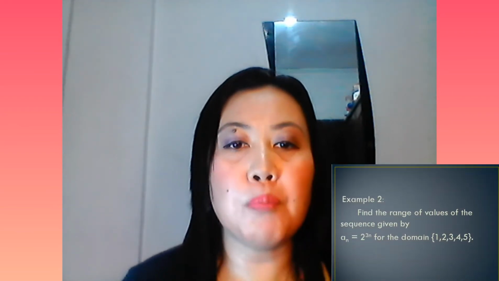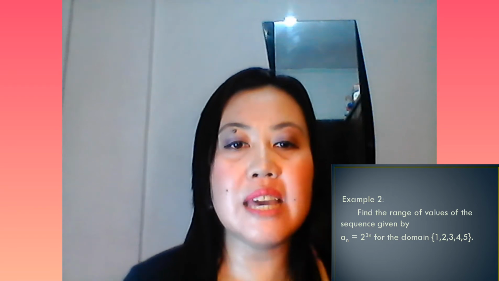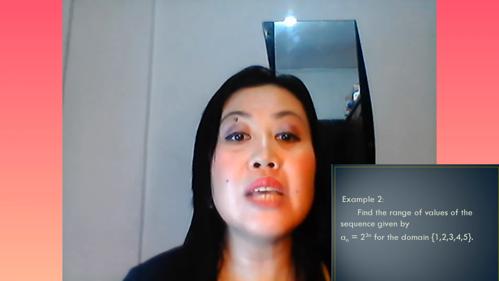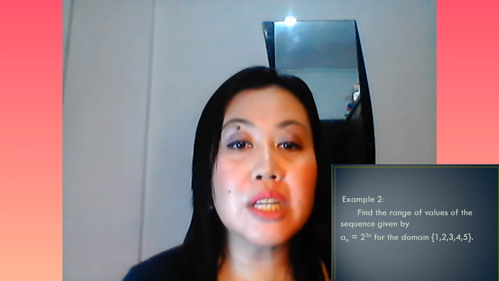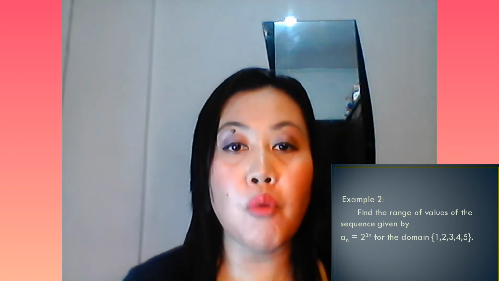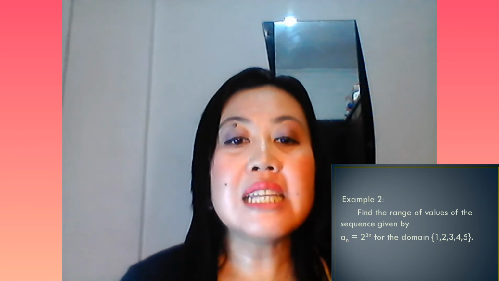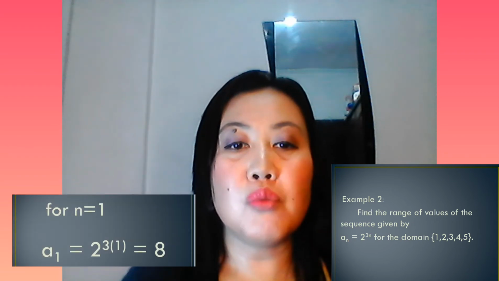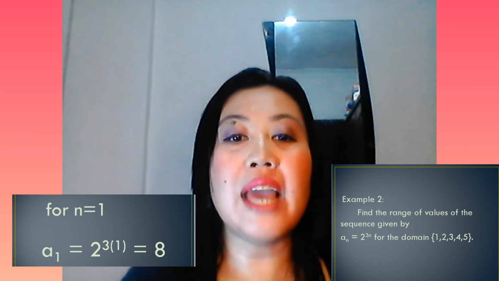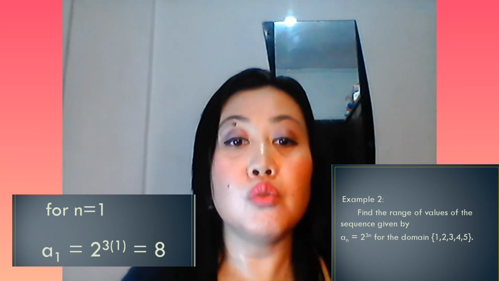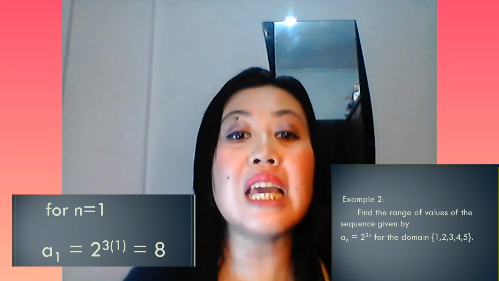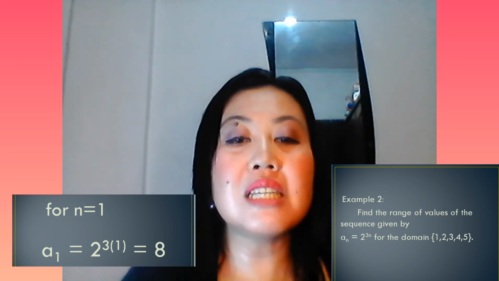Another example is, find the range of values of the sequence given by a sub n equals 2 raised to 3n for the domain 1, 2, 3, 4, 5. To solve this problem, let's assign the value of n, which is equal to 1. So a sub 1 is equal to 2 raised to 3 times 1, which is equal to 8.